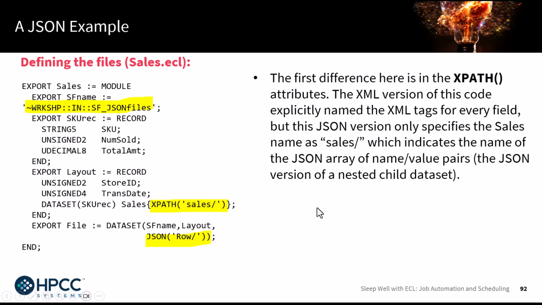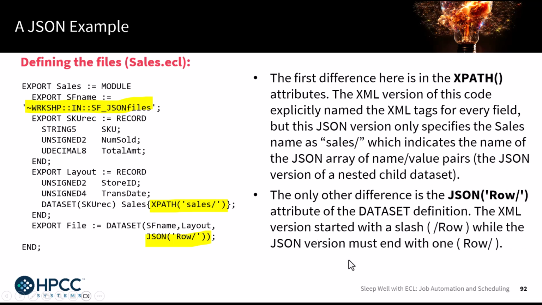We also have made a change to the XPath of the nested child information, and then also the JSON file type with the appropriate row tag as shown in the dataset statement at the bottom. And that's the standard JSON row tag that's generated by the output statement of ECL.